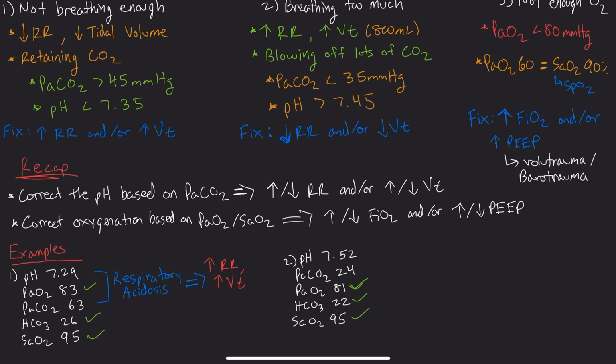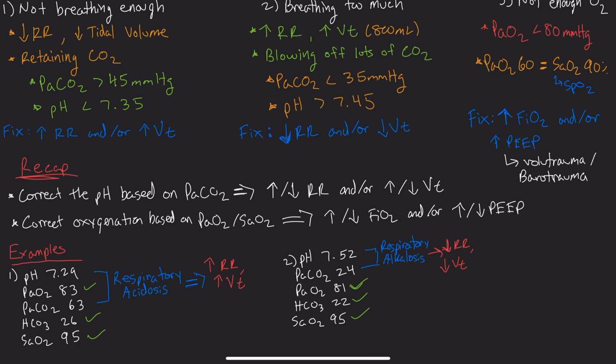So once again, we know that it's respiratory because the PaCO2 is the value that's not within normal limits, and it's alkalotic because the pH is elevated. So you have a respiratory alkalosis. And how do we correct that? So you need the patient to retain more CO2, right? So how do you do that? You can either decrease the respiratory rate, or you can have them take smaller breaths by decreasing the tidal volume.